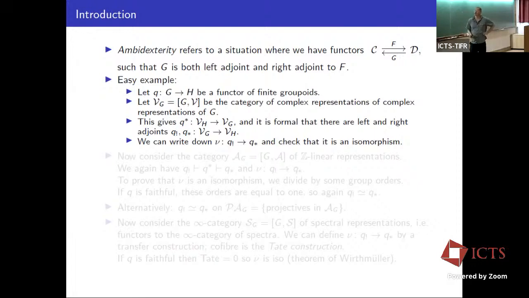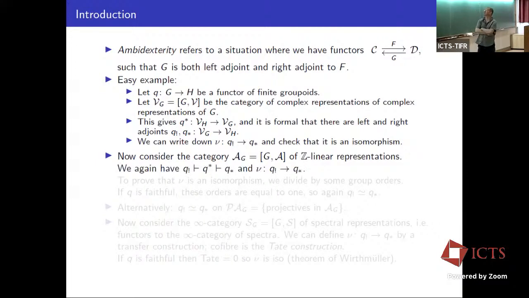So there we were doing complex representations, but we could do it just with Z-linear representations instead. So curly A is going to be our category of abelian groups, and then again you've got this category AG of functors from G to A, the category of Z-linear representations. These are allowed to be torsion groups, of course, and don't have to be free abelian.